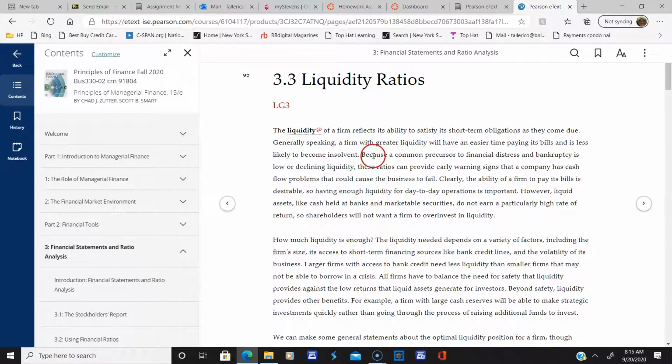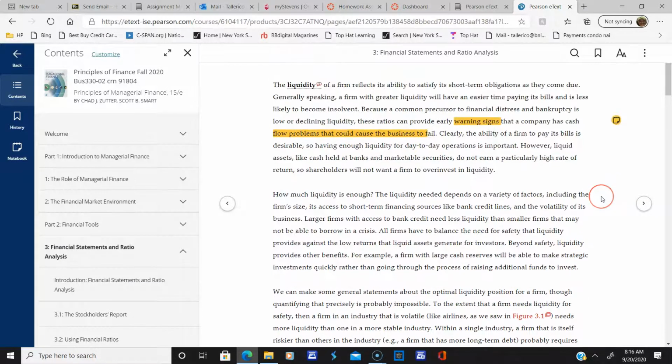A firm with greater liquidity will have an easier time paying its bills and is less likely to become insolvent. Because a common precursor to financial distress and bankruptcy is low or declining liquidity, these ratios can provide early warning signs, and that's important, early warning signs, that a company has cash flow problems that could cause the business to fail. This is an important statement. Basically, you want to meet your day-to-day obligations.